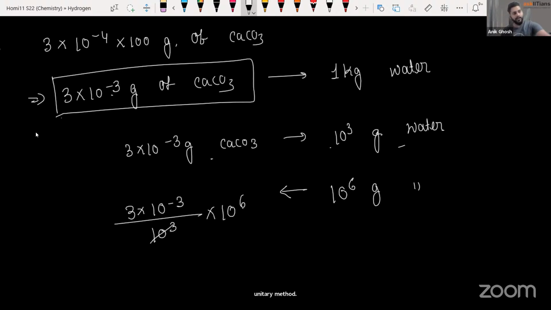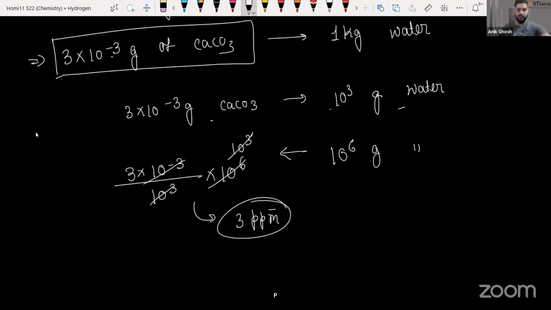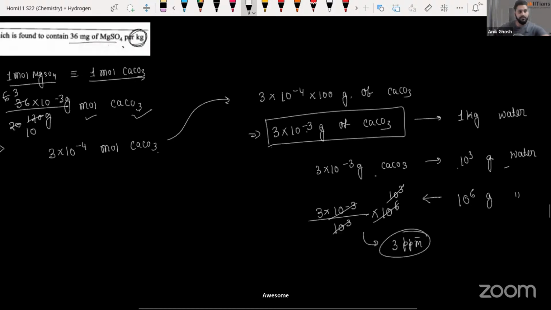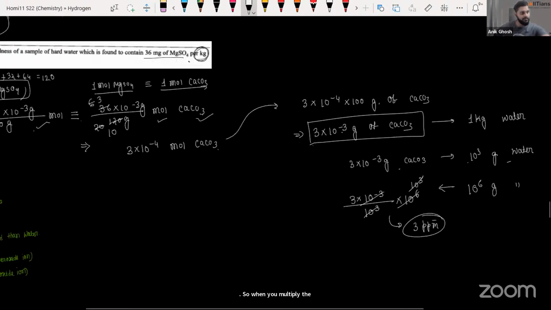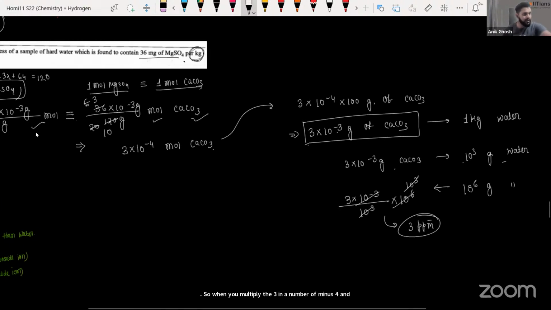They would cancel out. They would come as 10 to the power 3. So the answer is ppm. Sir, could you scroll above? Yeah. When you multiplied 3 into 10 to the power minus 4 into 100, should it not be 3 into 10 to the power minus 2? Correct. Minus 4 into 100 is minus 2. If it is minus 2, the answer might then be 30 ppm. Yeah.